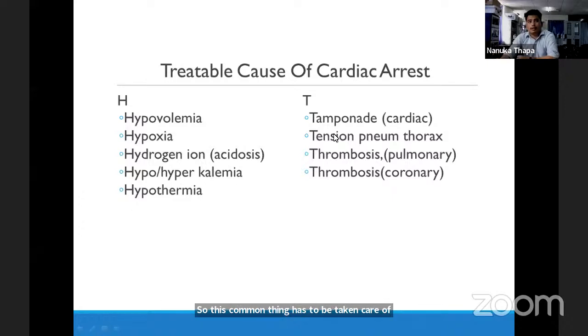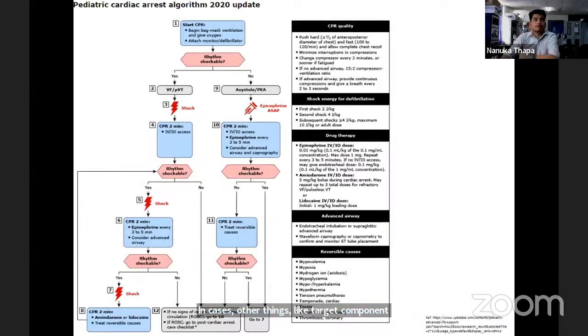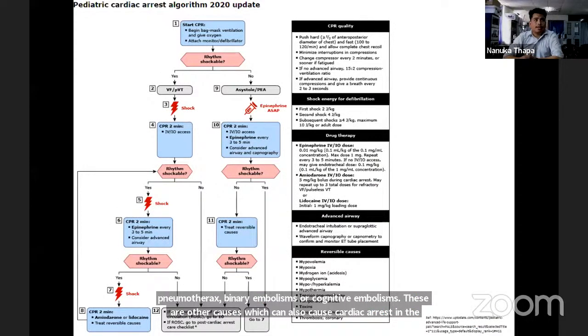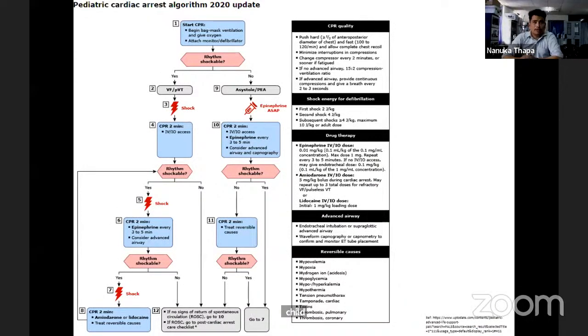Then other things like cardiac tamponade, pneumothorax, pulmonary embolisms or coronary embolisms. These are other causes which can also cause cardiac arrest in the child. So this is the pediatric cardiac arrest algorithm, which was recently updated in 2020. And there are not many changes as per the 2015 guidelines.